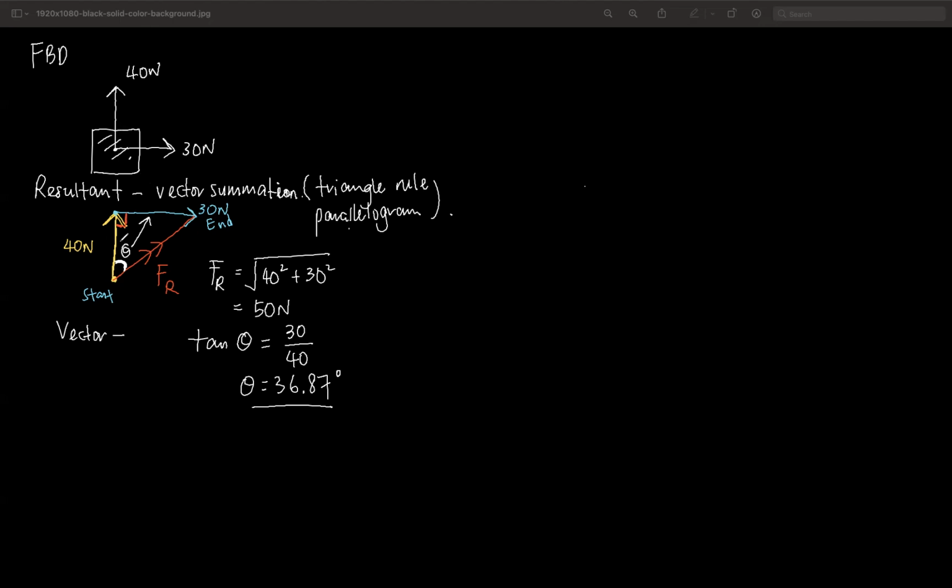How do we relate? You see the angle that you found. What angle is this? This is the angle between the 40 Newton and the resultant force. Meaning that it is 36.87 degrees to the right. Where is it? Here, right? So this is the FR. You label the angle here, 36.87, and FR is 50 Newton. That is your answer.